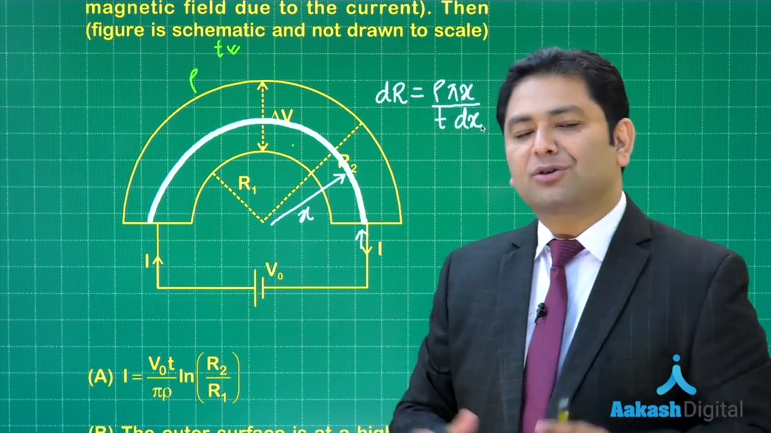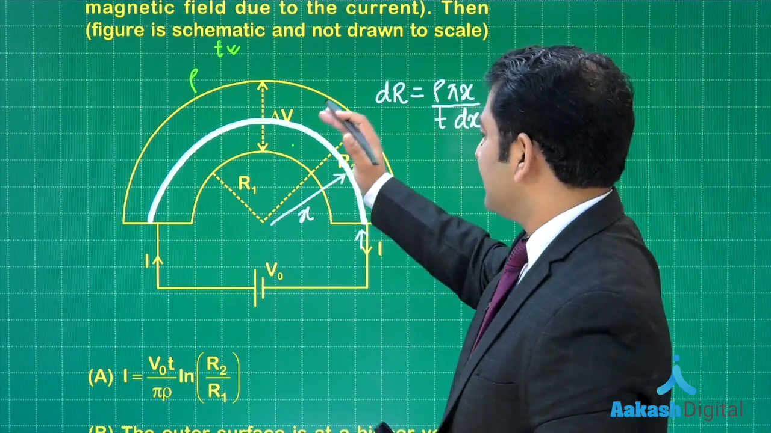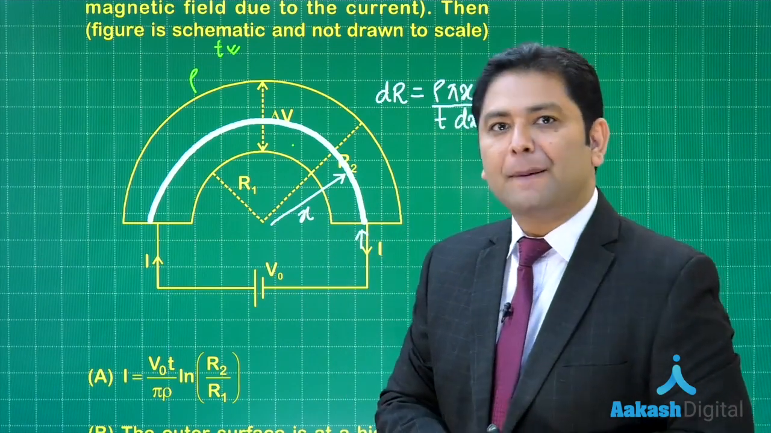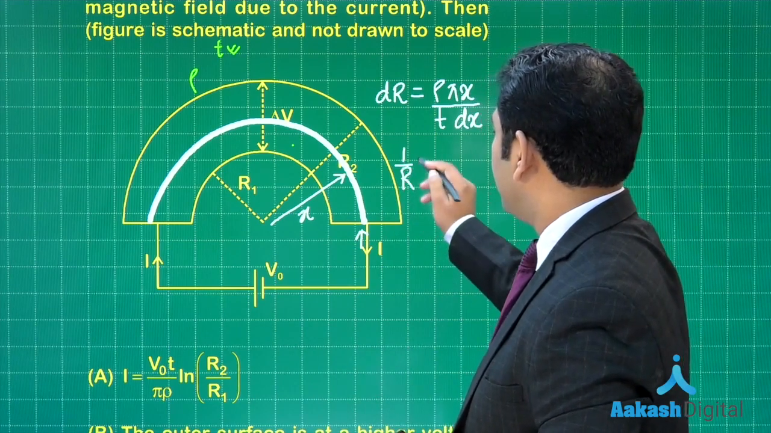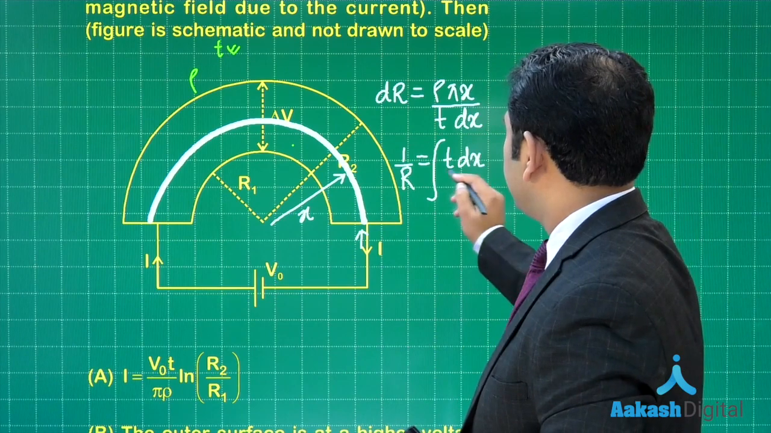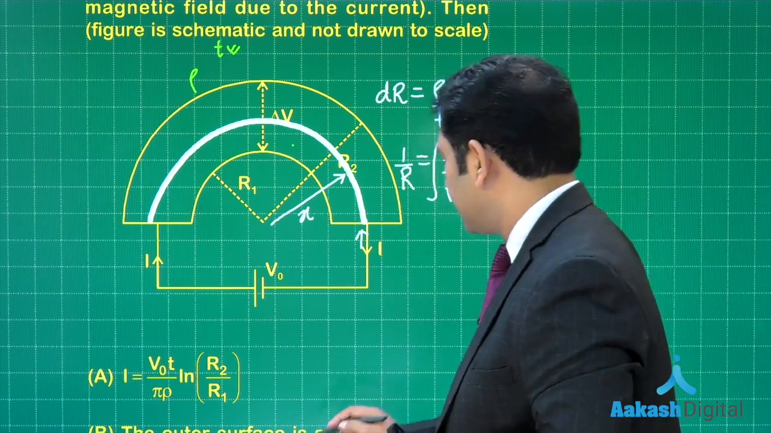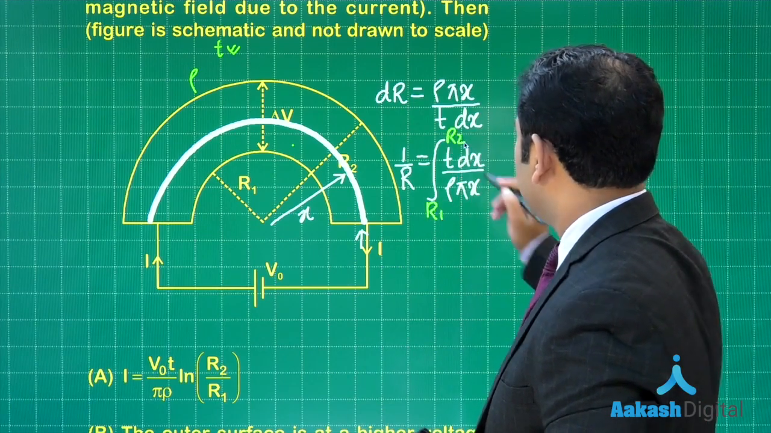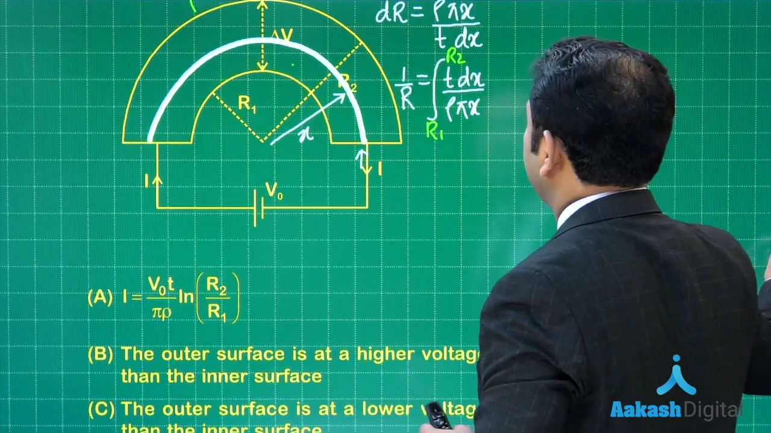But then we need to calculate the total value of resistance, and for that all these identical small differential elements would stand in parallel. So the total value of resistance 1 by R is going to be integral T dx by rho pi x, and of course the limit of x will be from R1 to R2. Get that?